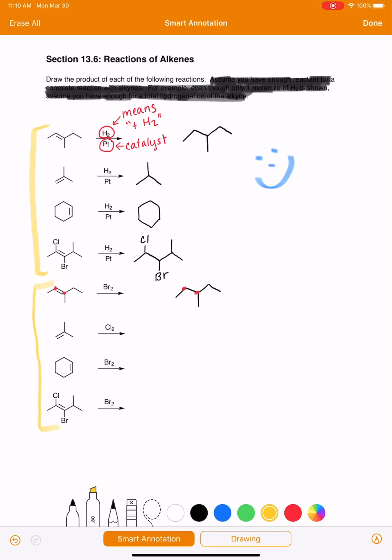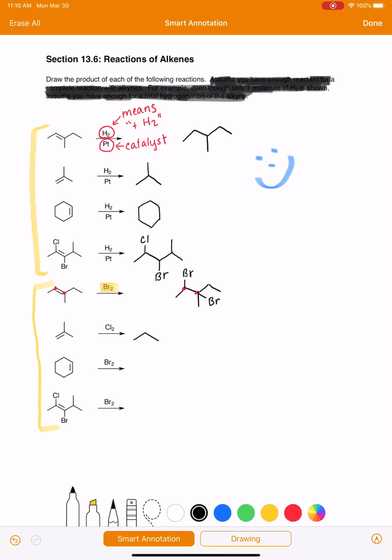How did I know bromine? Because we're using Br2. So we want to add a bromine to each carbon atom, and it doesn't matter where you draw them, just fit them in somewhere. 1 bromine to each carbon atom. That's it. Let's do the next one.